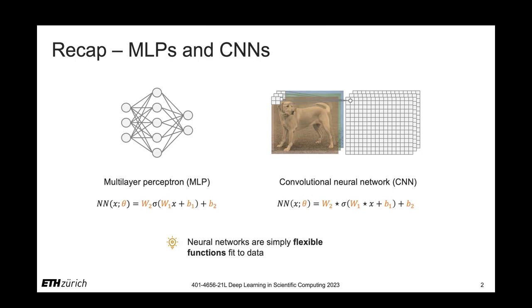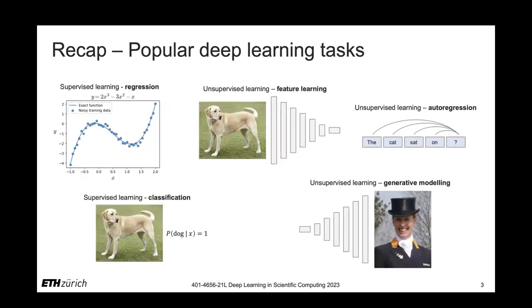I introduced two different types of networks. The first is probably the most basic, the multi-layer perceptron, also known as a fully connected network. Then I showed you a really popular architecture, convolutional neural networks, which rely on spatial correlations in the images and sharing of weights. I also showed you some of the important tasks that we use deep learning for.